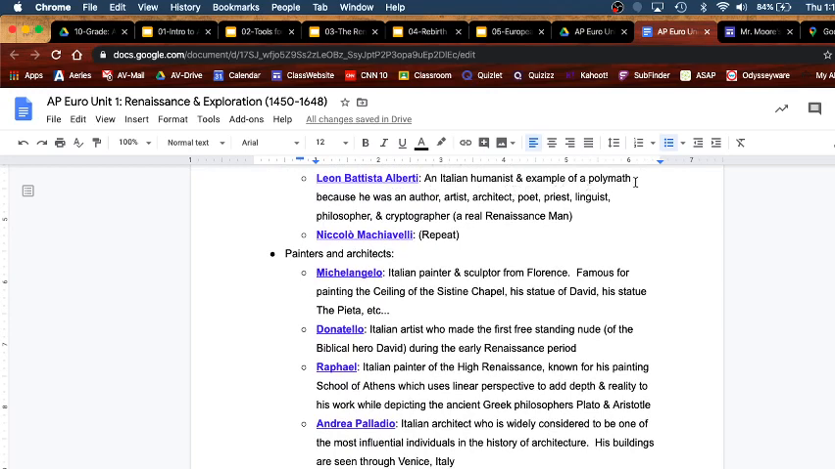A polymath is somebody who's good at everything, right? It says right here, author, artist, architect, poet, priest, linguist, philosopher, right? He is a Renaissance man. In class, we watched a little video on this guy here, Alberti, and he was great. He was trying to be involved in the reconstruction of a dome in Florence, but he ended up not being the guy to get the job.